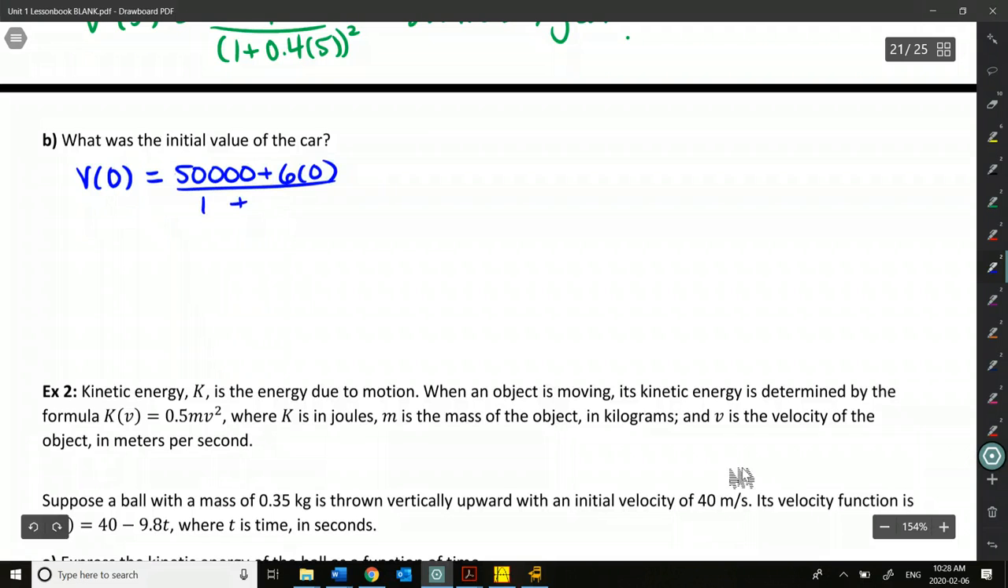Okay, so obviously here the two second parts are canceling because that's 0 and 0, so we have 50,000 divided by 1. So this must mean at a time of 0, the car is worth $50,000.